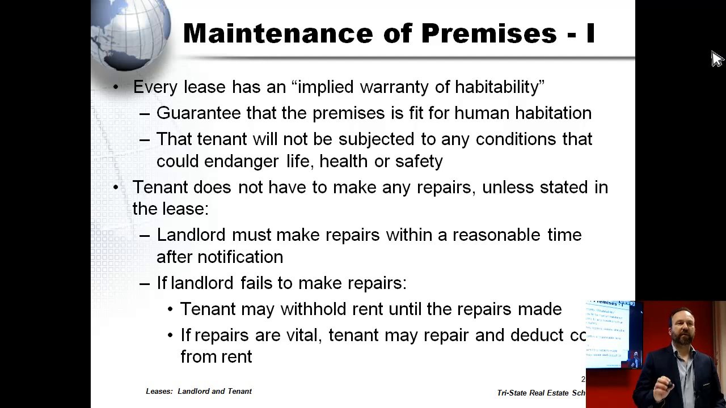So the tenant does not have to make any repairs unless it's stated in the lease, but the landlord must make the repairs within a reasonable period of time. I would highlight that because that is a test question. In a reasonable period of time. So what's reasonable? 30 days. Okay? So it depends. It's left open like that for a reason.